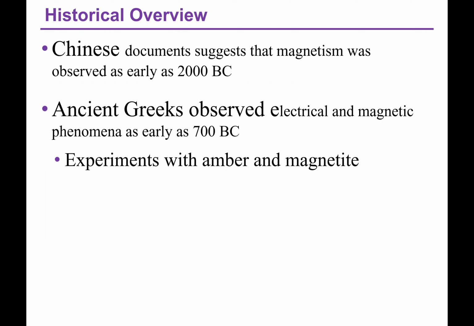Then it can actually attract things. So that's why technically what we have here is amber, right? What we use, the electricity, comes from that word amber. And also the magnetism, right? So it also has roots in ancient Greeks.